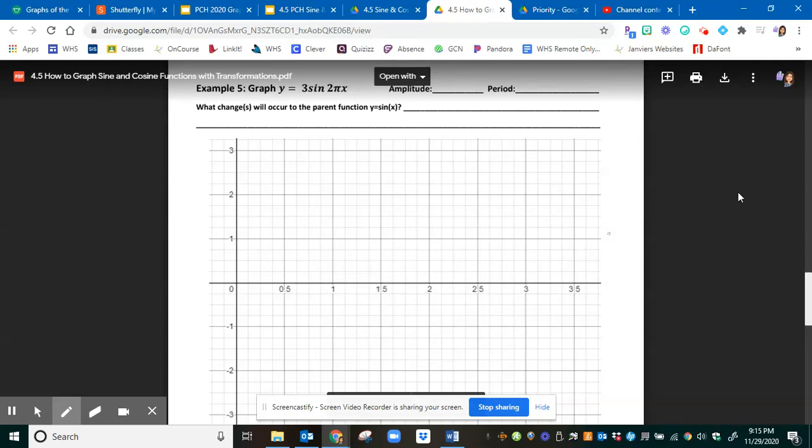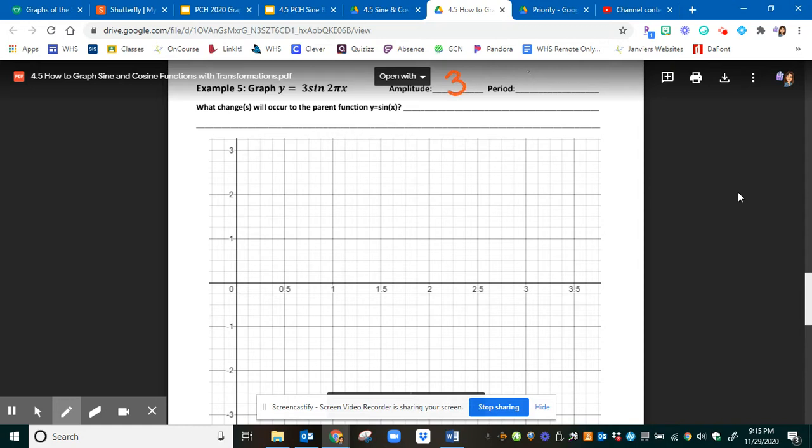Okay, so hopefully you guys are doing great with the amplitude graphs and then the period graphs. And now we are going to do our last two examples, 5 and 6, in which we are going to put both transformations together, an amplitude and a period transformation. So taking a look at this one, we see that our amplitude, the absolute value of 3, is 3.